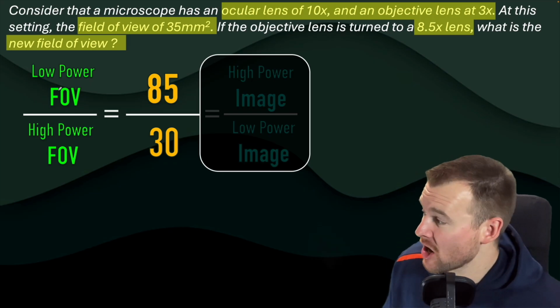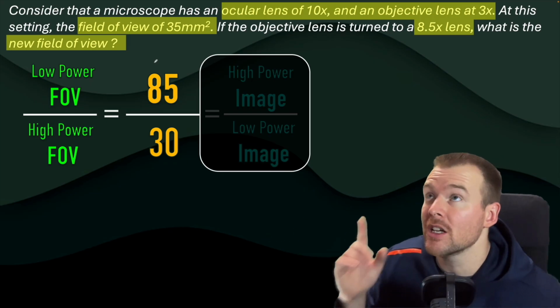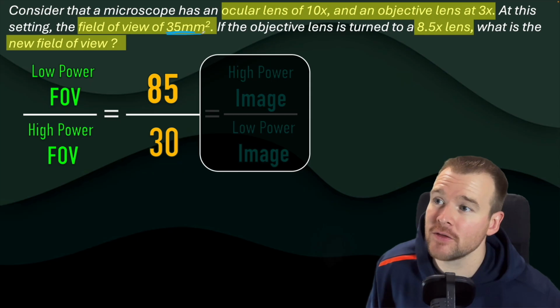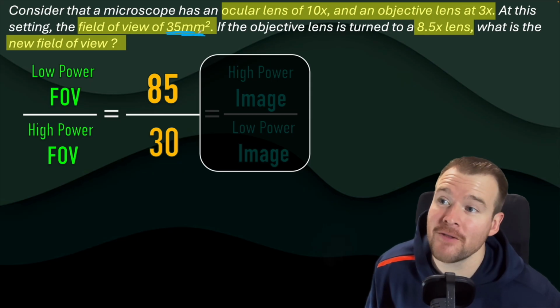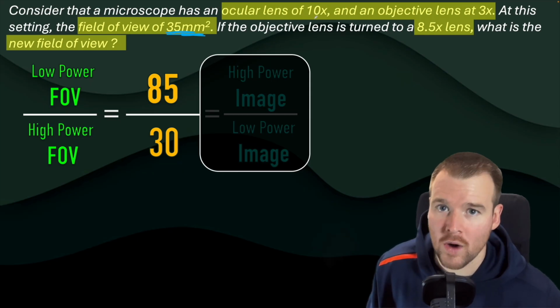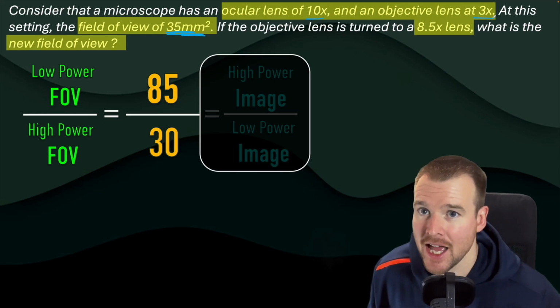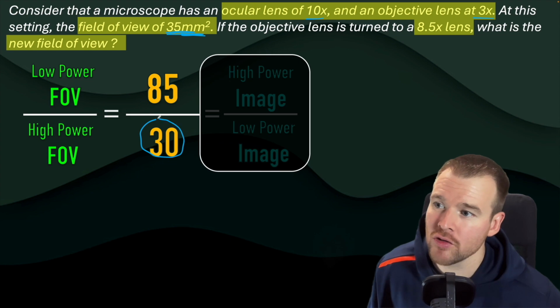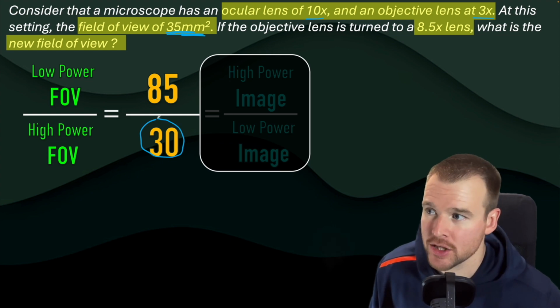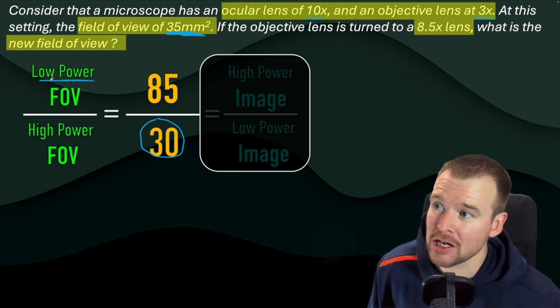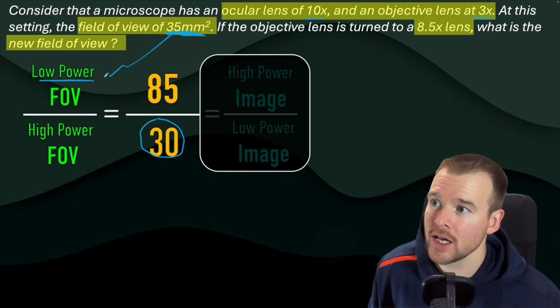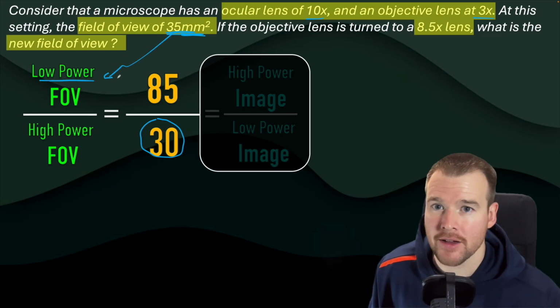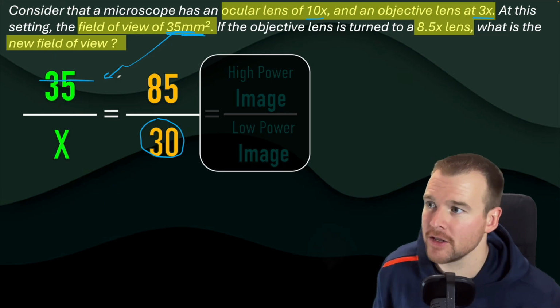And now we've got to figure out our numbers for field of view. We look up in the question, and we see that it says the field of view is 35 millimeters when we're at that original setting, the 10 and 3. So that's the 30 times magnification. So when at the 30, remember that's low power. So that number is actually going to go up here. Low power field of view is going to be the 35. So let's plug that in, low power field of view of 35.